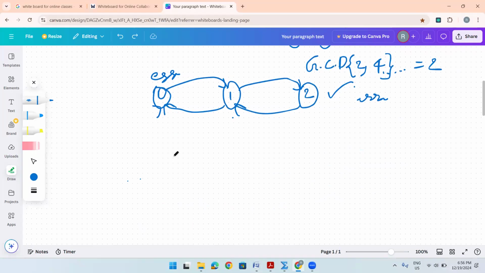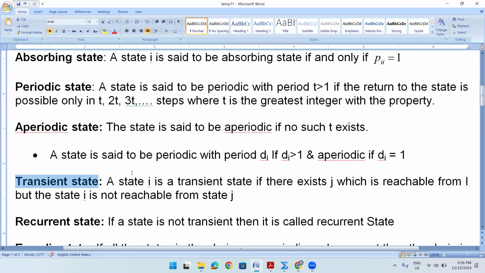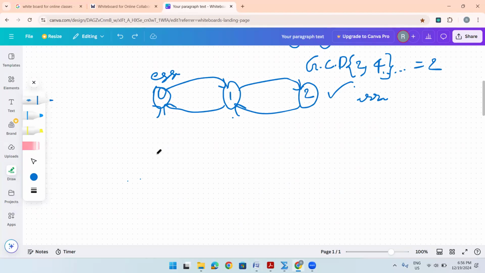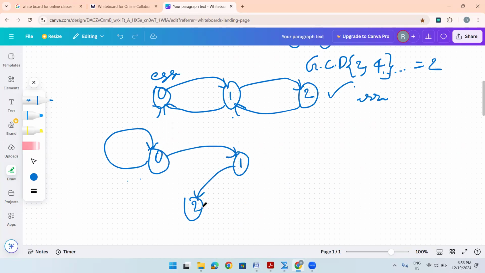A state i is a transient state if there exists a j which is reachable from i, but the state i is not reachable from state j. So I have to take the first example only. See here, 0 has a self loop. Whenever there is a self loop, you directly say that it is aperiodic. Then 1 and 2. This is the first example. Again, I'm writing 0 to 1 is possible. 1 to 2 as well as 2 to 1 is also possible, with some probabilities. Probabilities are not important. If the probability is greater than 0, that's it.